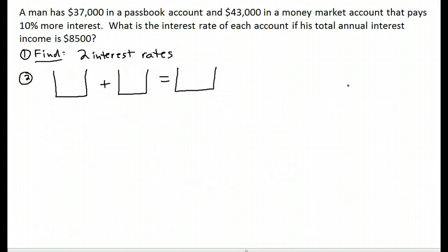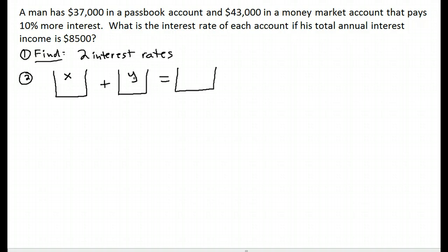Okay, let's look at one more. A man has $37,000 in a passbook account and $43,000 in a money market account that pays 10% more interest. What is the interest rate of each account if his total annual interest income is $8,500? So I'm looking for two interest rates. So normally I just put my interest rates in my buckets, and that's what I'm going to do.